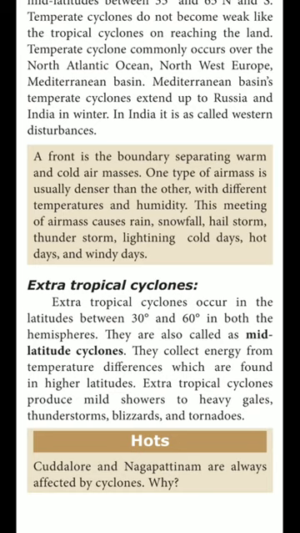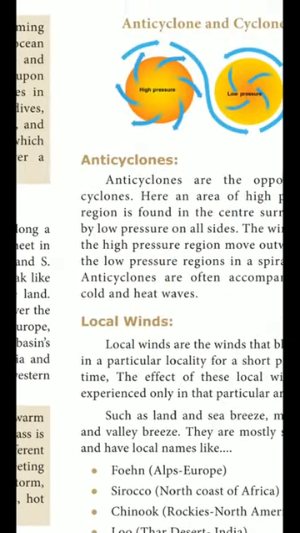Okay, so what do you know about this extratropical cyclone? The extratropical cyclone occurs in the latitude between 30 degree and 60 degree in both the northern hemisphere and southern hemisphere. So what is another name for this extratropical cyclone? It is also called mid-latitude cyclones.